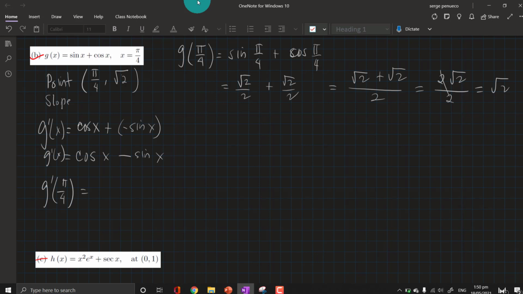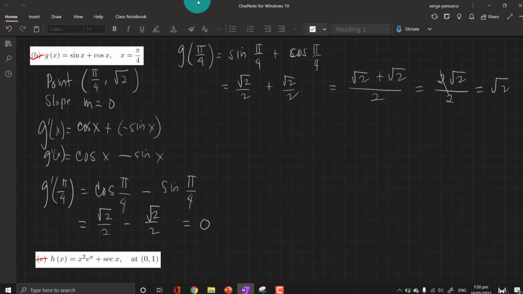So, the derivative is cosine pi over 4 minus sine pi over 4. So, kung isa-substitute mo ito, ang cosine pi over 4 is square root of 2 over 2 minus square root of 2 over 2. Our m is equal to 0. So, square root of 2 over 2 minus square root of 2 over 2 is equal to 0. Therefore, our slope is 0. Kung 0 ang slope natin, ibig sabihin ang graph is horizontal.